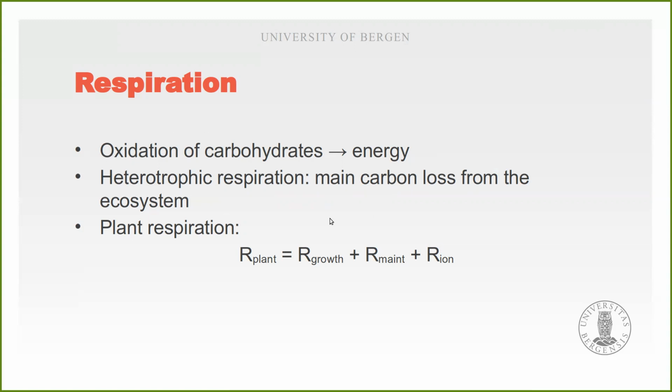And then plant respiration, because plants need energy to grow and for their maintenance. That is mainly turnover of protein in the cells, and ionization, which is nutrient transport inside the plants. And all of these have the same efficiency. It's just a different use of the energy that is produced through respiration.